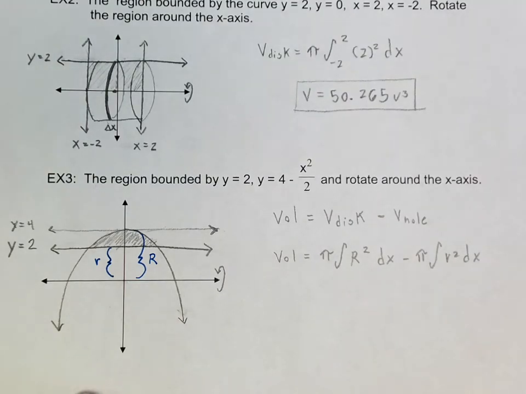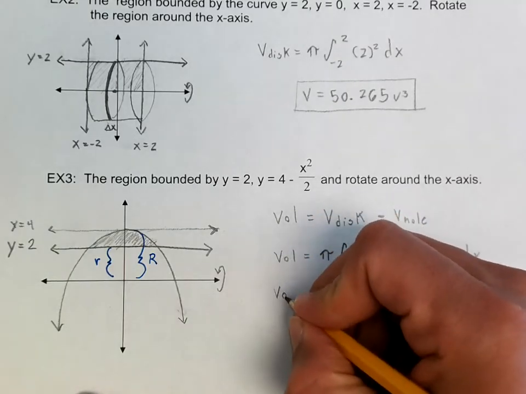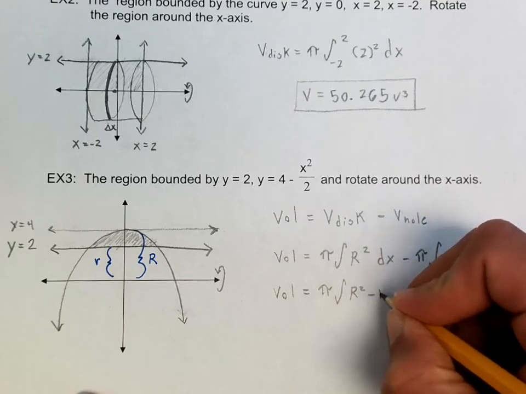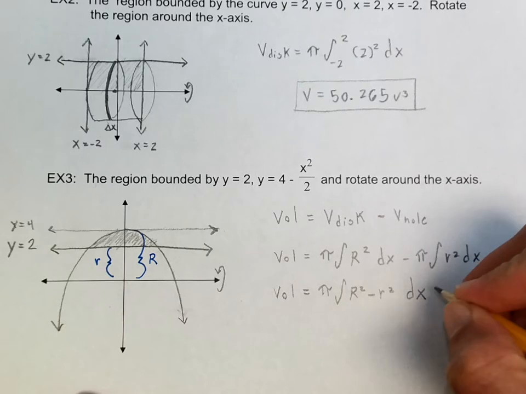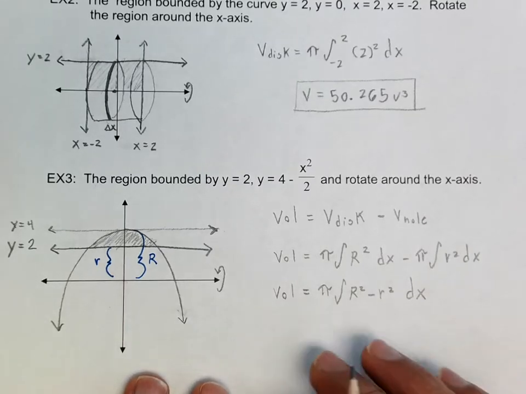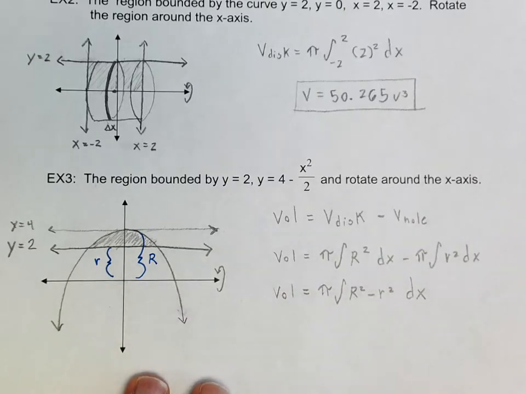So if we simplify this further, we have the volume is equal to pi times the integral of the radius squared minus the small radius squared dx. So again, in conclusion, the volume of a washer is equal to pi times the integration of the radius of the big disk, if you will, minus the radius of the hole. This one is a combination, by the way, of example 1 and example 2: the radius of the first disk minus the radius of the second disk.